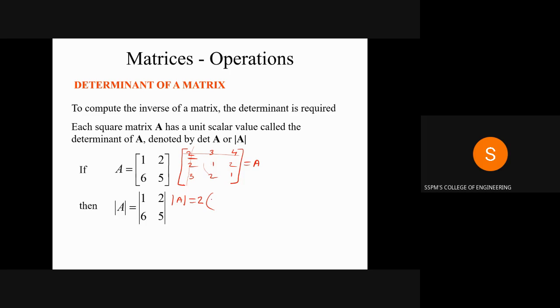That is 1 into 1, it is 1, minus 2 into 4. Then we will take this element and write minus 3. The second element is taken negative. The first element plus, then minus, then plus. If it is a 4 by 4 matrix, you will follow the same sequence: plus, minus, plus, minus, and so on for nth order matrices.